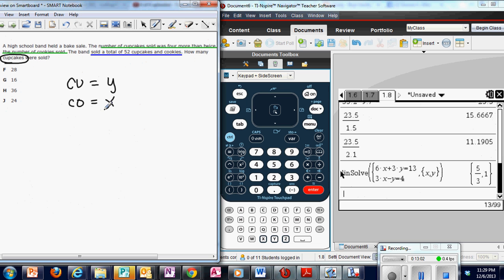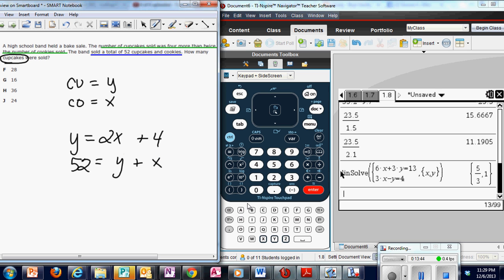So the number of cupcakes sold, that would be y equals 4 more than. When you have more, you add. So 4 more than what? Twice the number of cookies. Twice means to multiply by 2. So 2 times cookies would be 2x. There's your first equation. Second one, they sold a total of 52 cupcakes and cookies. So the total means you're adding together the cookies and the cupcakes. I'll put cupcakes y plus cookies x.